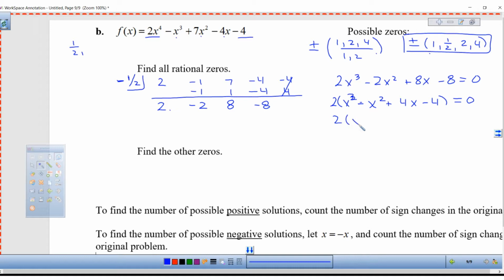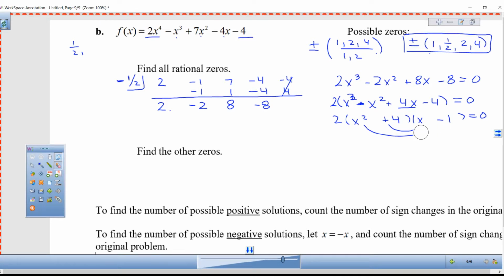Okay, so an x to the 3rd goes to an x to the 2nd and an x to the 1st. And then the x to the 2nd is supposed to be a negative with it, so right there goes a negative 1. The x is supposed to be a plus 4, so that's a plus 4. Check that. A positive 4 times a negative 1 gives you a negative 4. Yes.